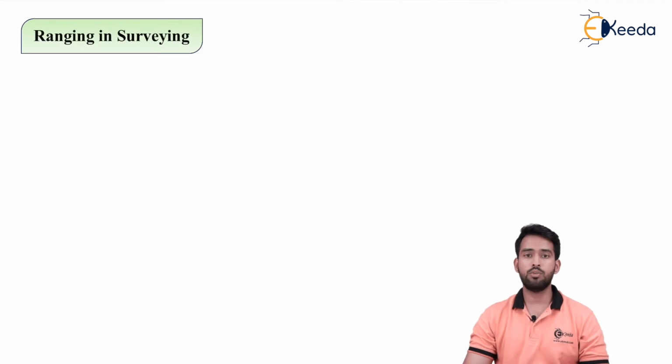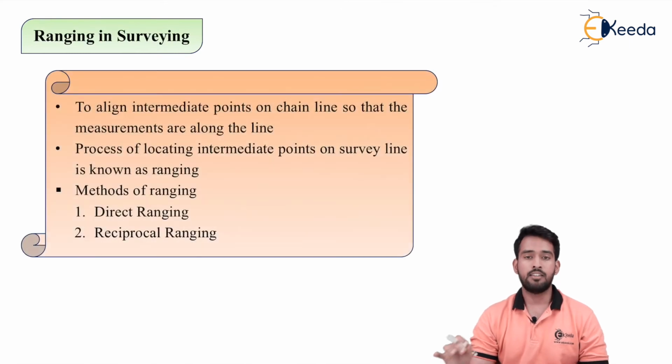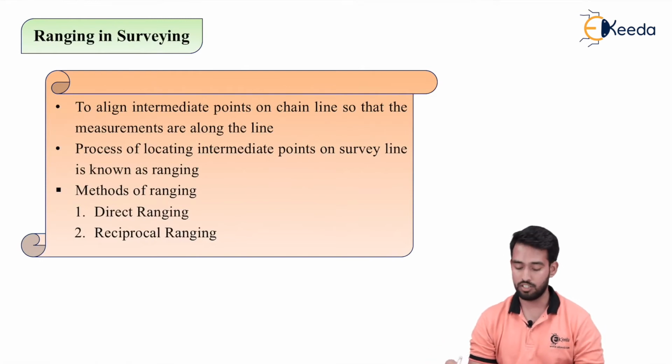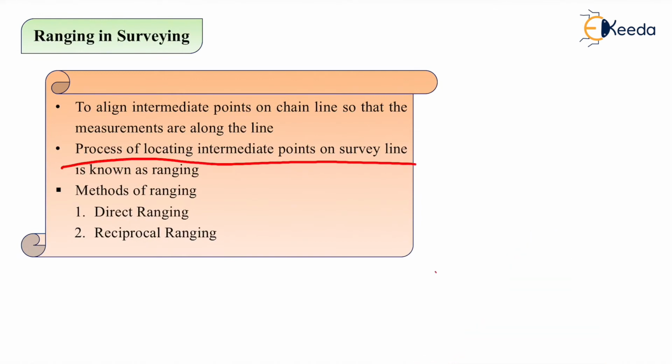So now moving to the next topic, which is ranging. Ranging is basically the method of establishing intermediate points between two station points. As we can see over here, the process of locating intermediate points on a survey line is known as ranging. Two points A and B are the two ends of a survey line. Here we have to set up points C and D. This can be done by using ranging.